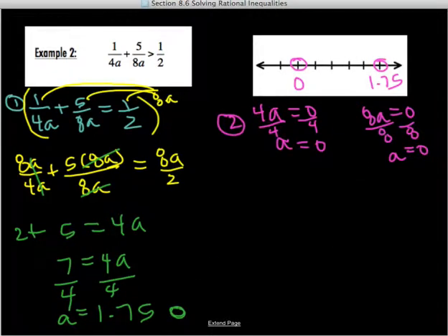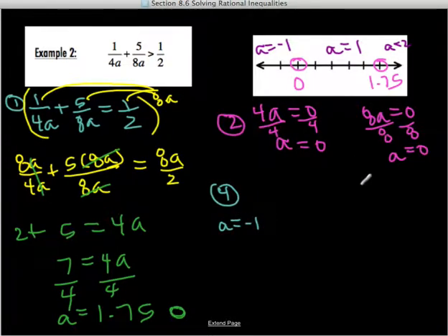Now I pick my test points. A number less than 0 would be -1. So a equals -1. A number in between 0 and 1.75 would be 1. And let's pick one that's greater, so let's pick 2. So I'm going to plug them into my equation. So this would be step 4. Okay, so I will have that a is equal to -1.